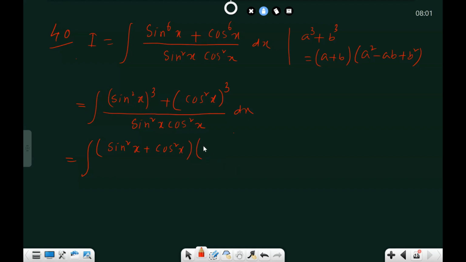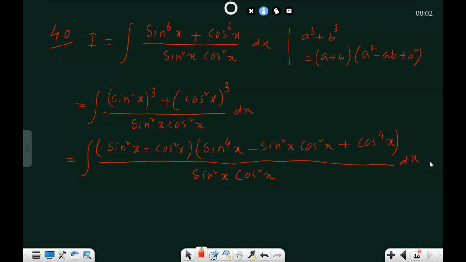So this square means sin⁴x minus ab, so this is minus sin²x cos²x plus b², that is plus cos⁴x, divided by sin²x cos²x dx. Now you see this factor, is it not equal to 1? This total factor is equal to 1. So the numerator remaining is this one and the denominator remaining is this one.